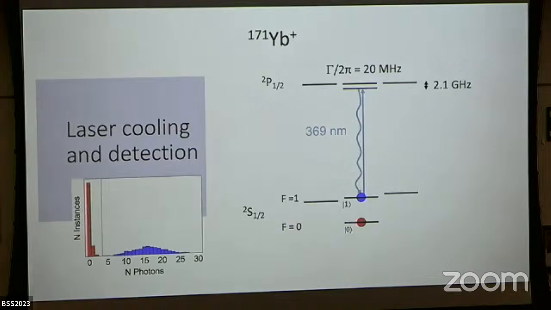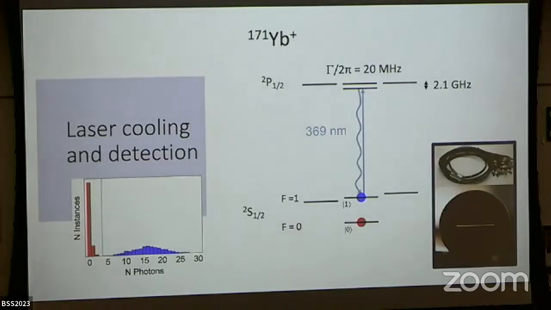I talked before about how we do this detection. We have our spin state, our qubit state down here, and we shine in this 369 nanometer light and look for photons. If we see no photons, then we know we were in 0. And if we collect some, then we know we're in 1. In this system, we actually threshold on 1 photon. So either we see 0 or we see 1 photon, and that is enough to tell us the state of the qubit.